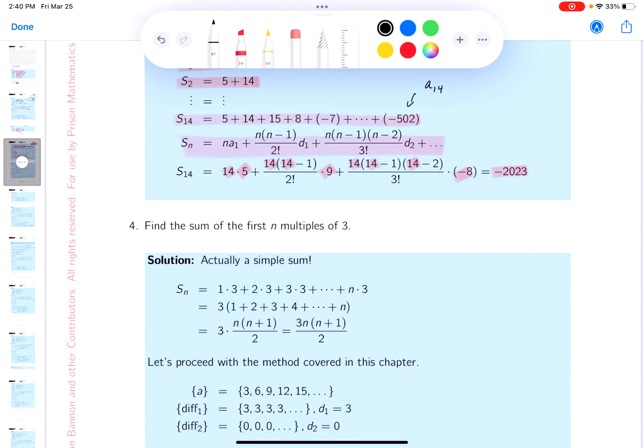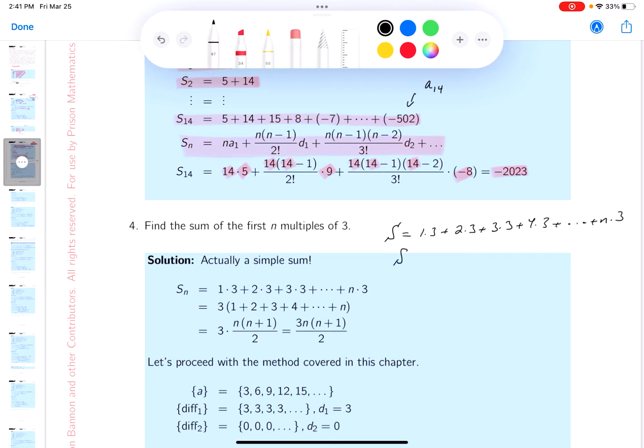Okay, when you read this problem, you might say, I don't even know what they're asking me to do. They want the sum of the first n multiples of 3. So what would that be? It would be 1 times 3 plus 2 times 3 plus 3 times 3 plus 4 times 3, and so on, all the way up to n times 3.